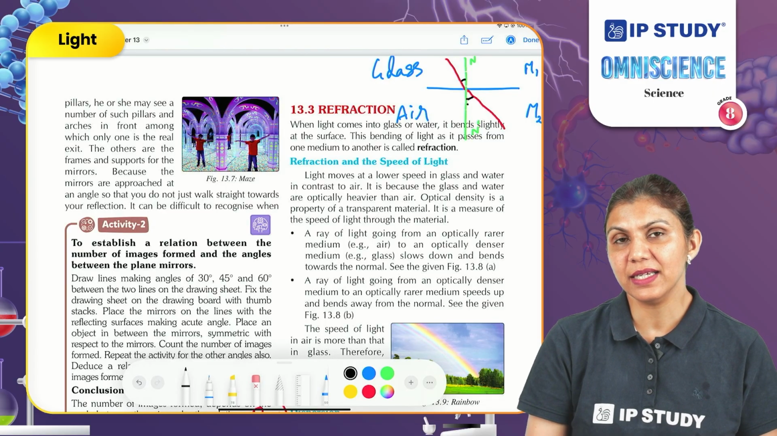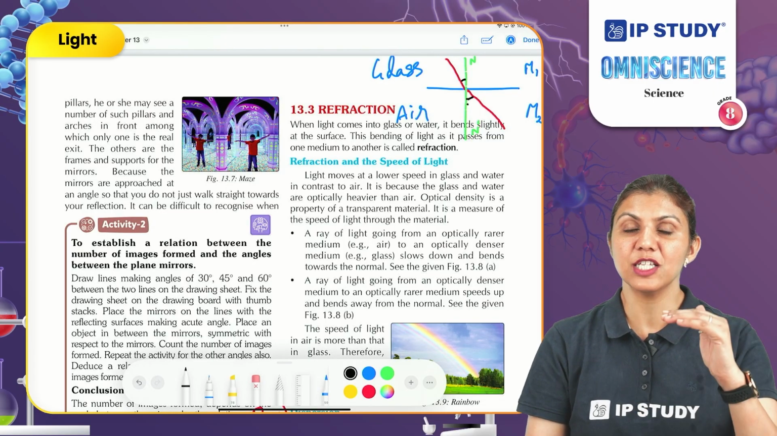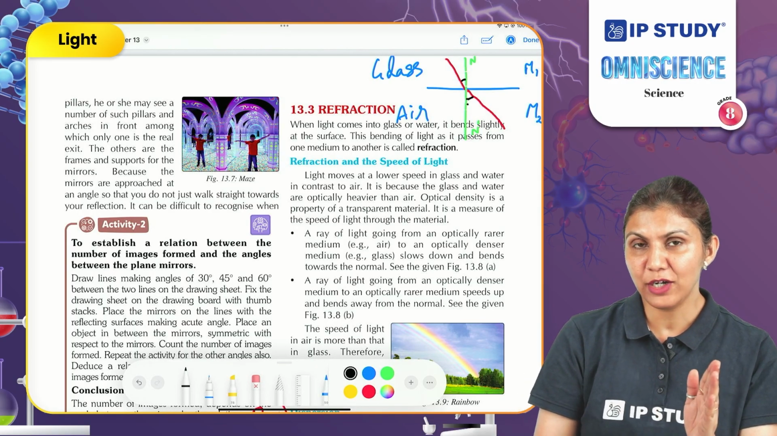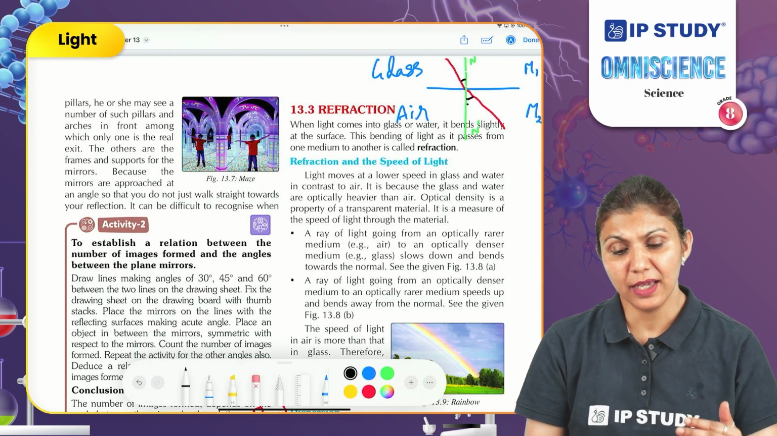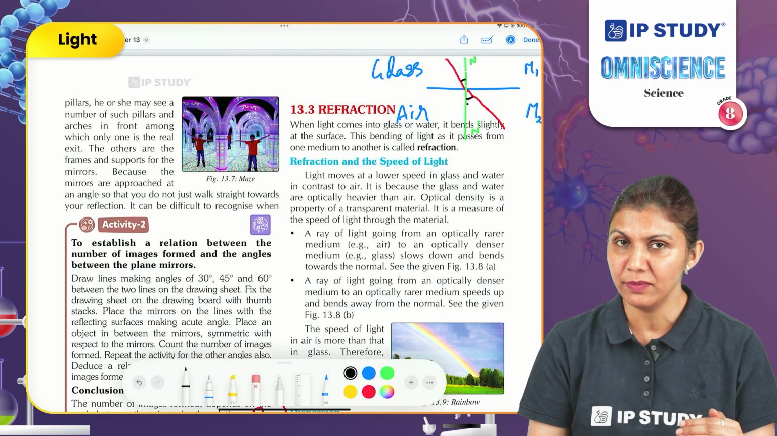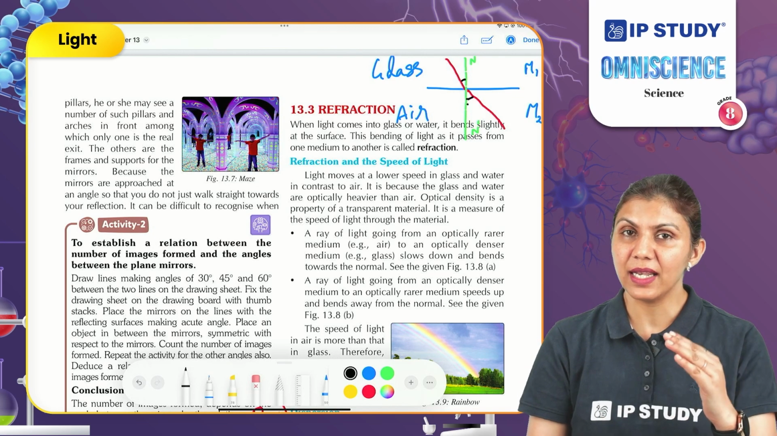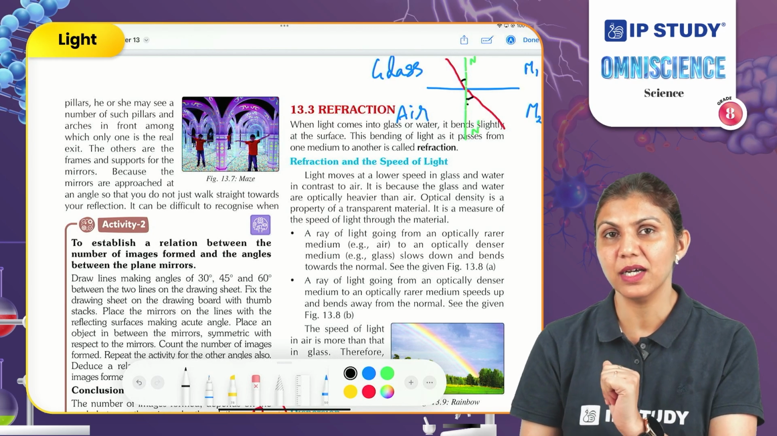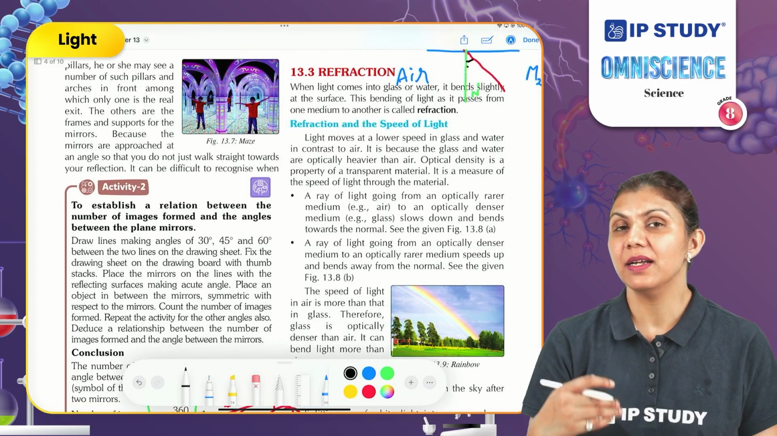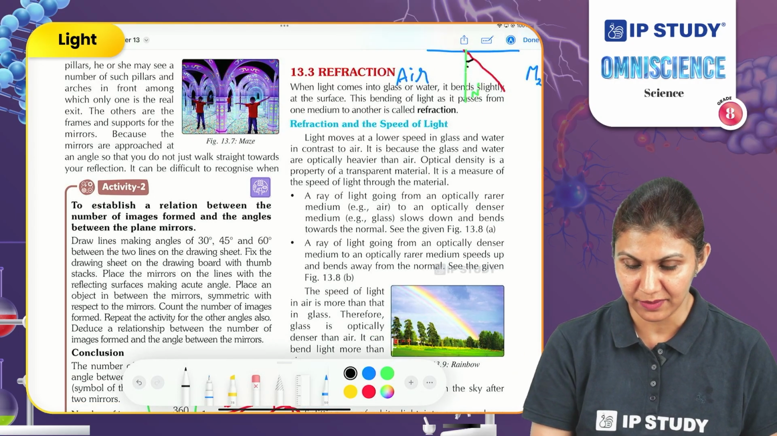If the light ray is moving from rarer medium to denser medium, the speed will be reduced and the light ray will bend towards the normal. If the light ray is moving from denser medium to rarer medium, in this case, the speed of the light ray will increase and the light ray will move away from the normal. That's how the light rays behave during refraction from different mediums.